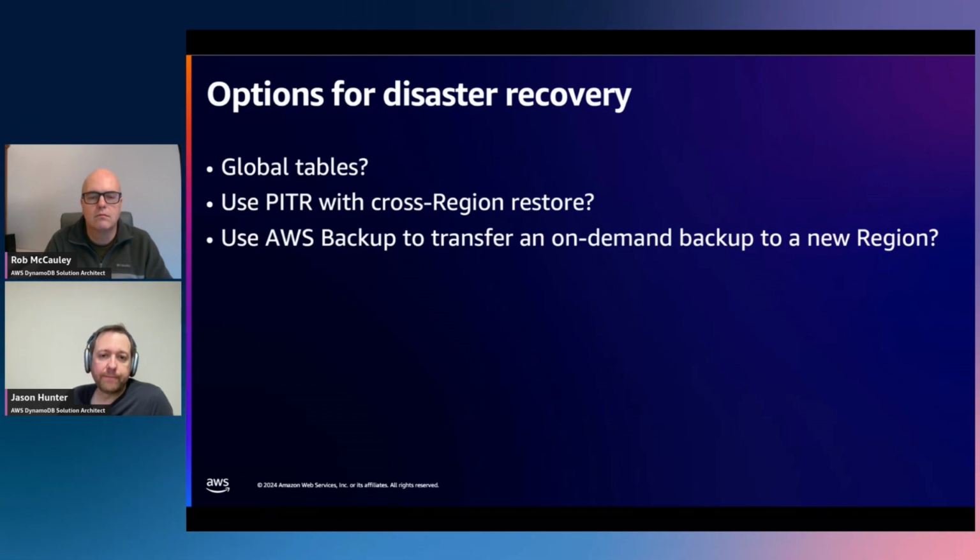What about AWS Backup? I can do an on-demand backup. I can proactively copy it to another region. Now it's in the new region, the dry region. I can restore there. What do you think?